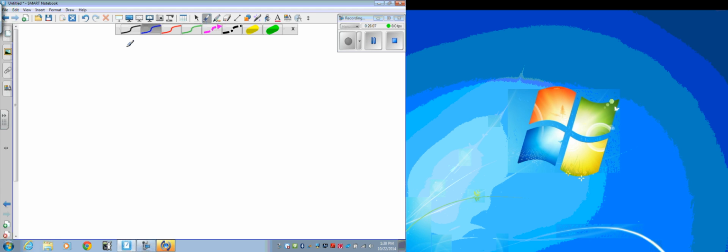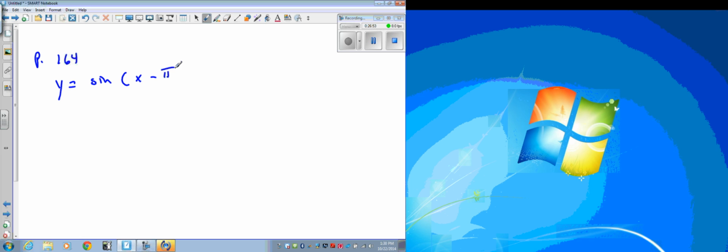On page 164, then number 2. And it says match each function with the graph A through H. Maybe what we can do with this is just look at it and graph it. Now, the comment that I want to make on this is, maybe I'll just look at 1, because it probably is y equals sine of x minus pi over 4.